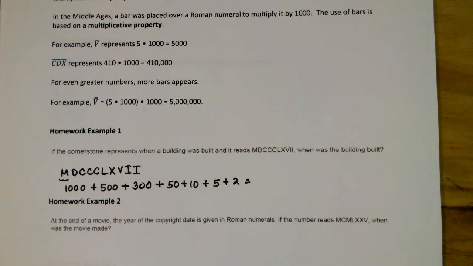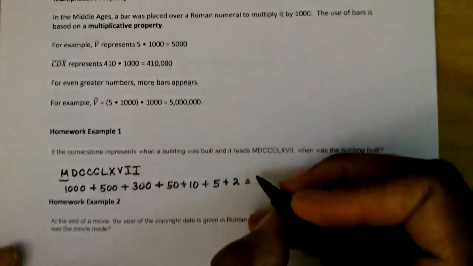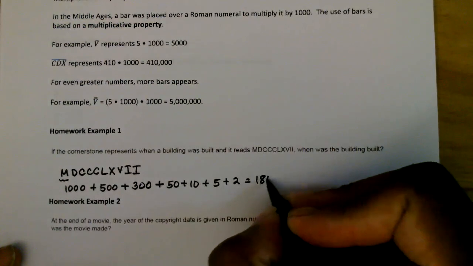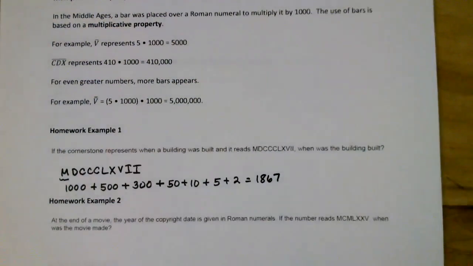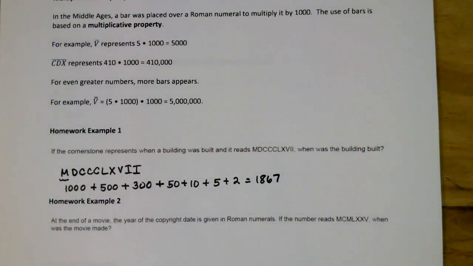So let's see, if I add 1,000 plus 500 plus 300, that's 1,800. Plus 50 plus 10, that's 1,860. 5 plus 2 is 7. So that means in the year 1867, that is when the building was built, in 1867.